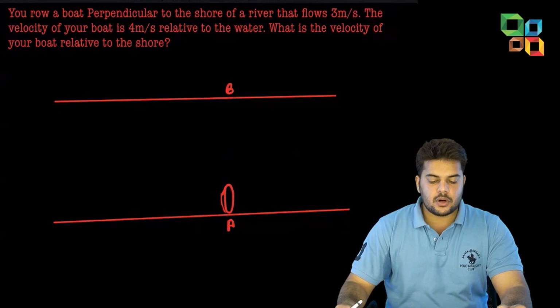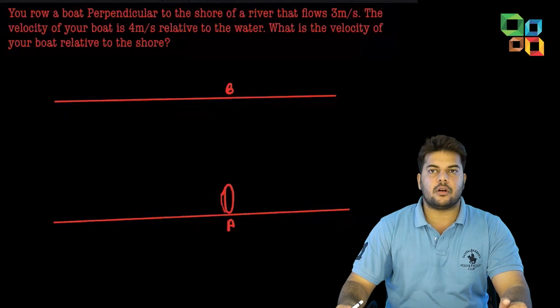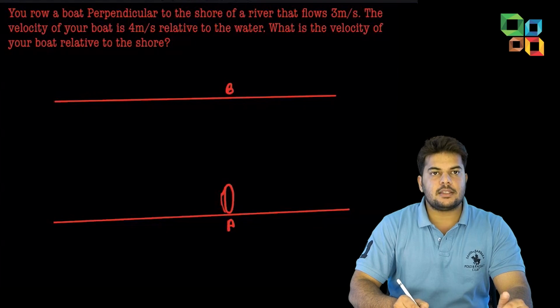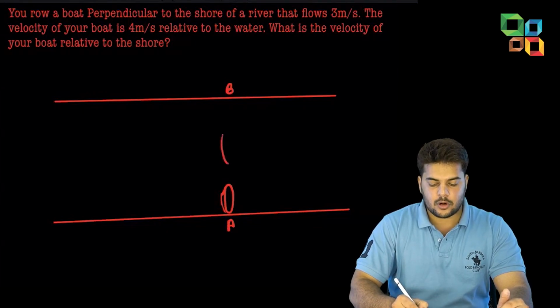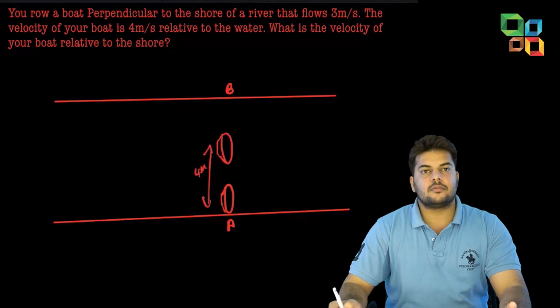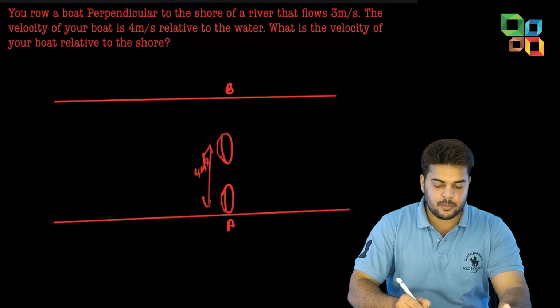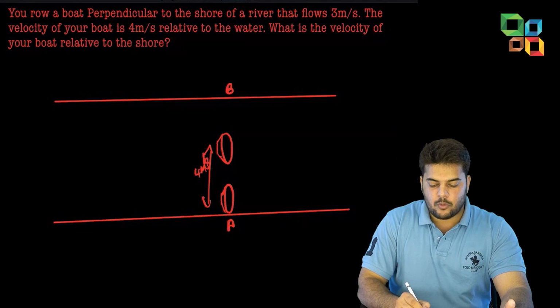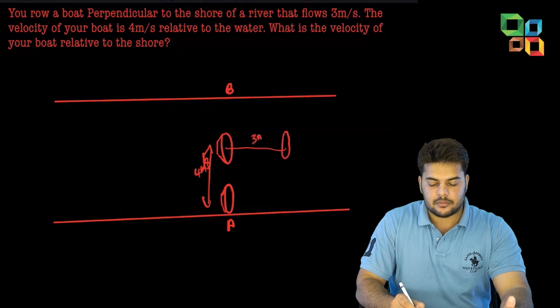The velocity of your boat is 4 meters per second relative to the water. What does that mean? If the boat is over here, in 1 second it would have moved 4 meters forward perpendicularly. Look at that. The boat would be over here. So this distance will be 4 meters in 1 second. Let me write that: 4 meters in every second. But at the same time, what would happen to this boat? Water would take it to the right by 3 meters. So in 1 second, the boat would have ended up over here.